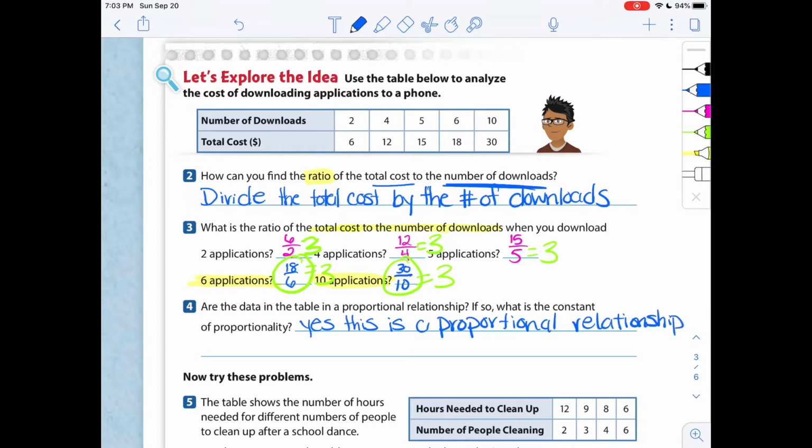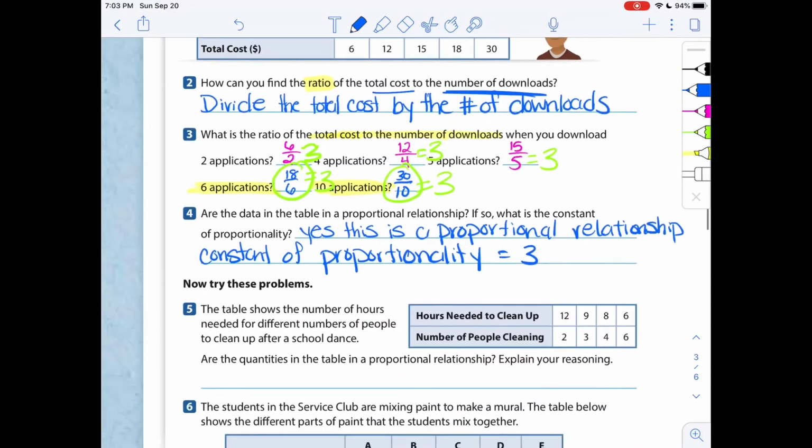And because it's a proportional relationship, it has a constant of proportionality. And remember, that constant of proportionality is the same thing as the unit rate. So it's the same thing we get when we divide. And when we divided, we got 3. So yes, it's proportional. And because it's proportional, the constant of proportionality is equal to 3.